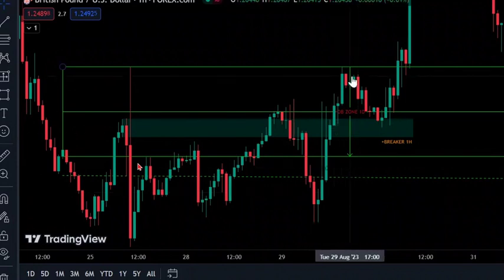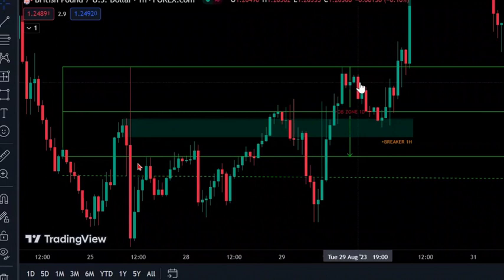I'll wait for price to maybe come down, because it's currently coming back down into the breaker. Remember, the breaker is not there for no reason. Price is coming back into that breaker. You could be a buyer. Now go ahead and click on 50% of that breaker.